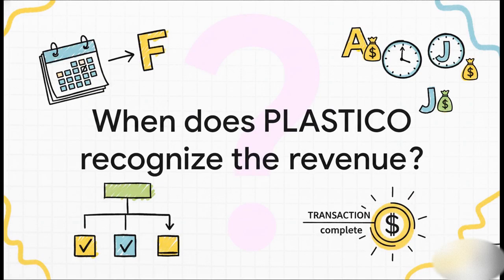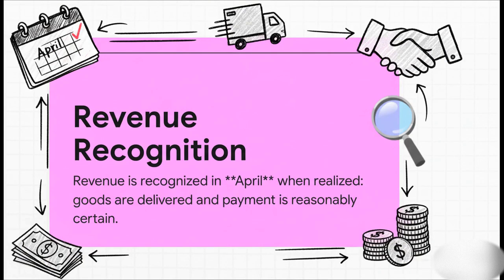So here is the million-dollar question. When does Plastico actually get to count this money as revenue on its books? Is it in February, when the order came in? April, when the goods were delivered? Or July, when the cash finally hit the bank? What do you think? If you guessed April, you nailed it.